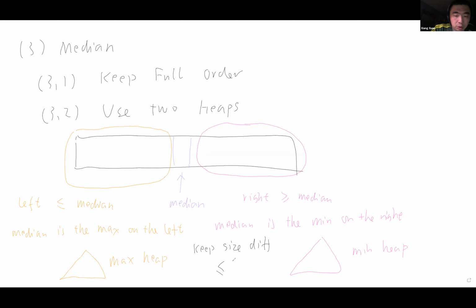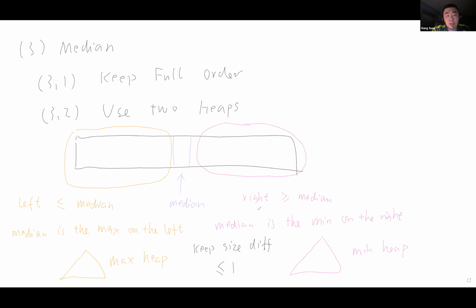Is less than or equal to 1. Essentially, every time we want the size of these two heaps, they are either equal or they differ by 1. So, for example, if one of them has more than 1 than the other one, then we can just keep pumping.